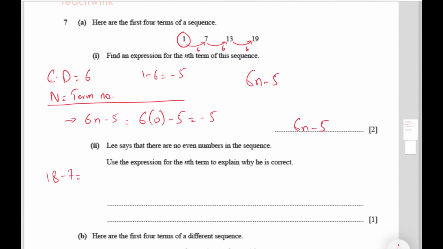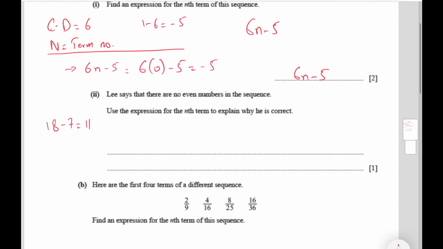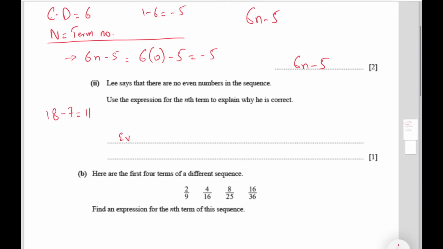When we subtract both of these numbers, an even and an odd number, we always get an odd number. In this case, it is going to be 11. So our answer is going to be even minus an odd number will always give us an odd number. Okay, I hope this makes sense.